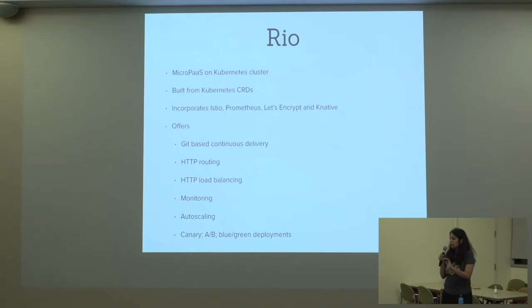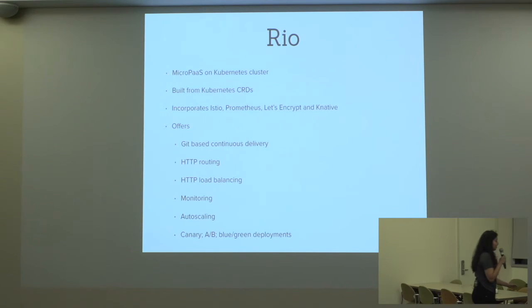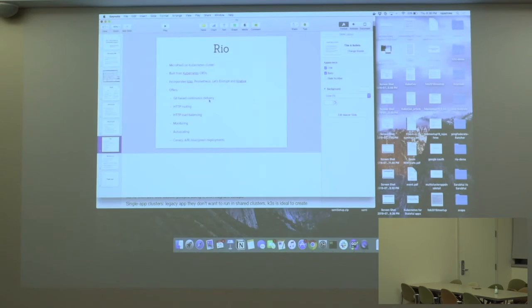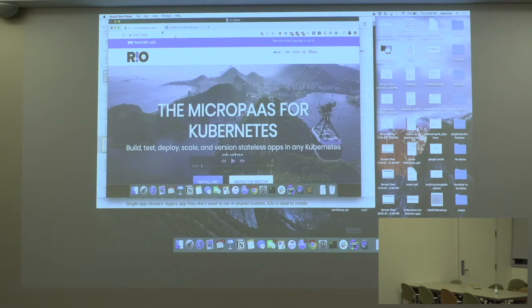Rio incorporates Istio for service mesh, Prometheus, Let's Encrypt, Cert Manager, and Knative. It installs all of them for any services or applications that you want to run. Then, using all of these components, it offers continuous delivery, HTTP routing and load balancing, monitoring, and different types of deployments: blue-green, A/B or canary. I've also prepared a very small screencast recording that I wanted to show.